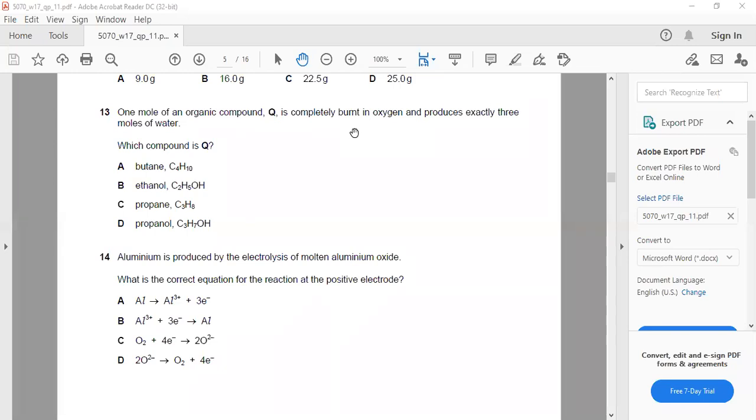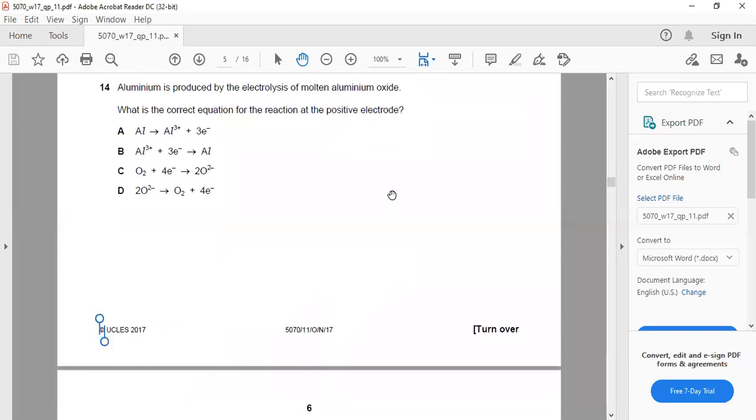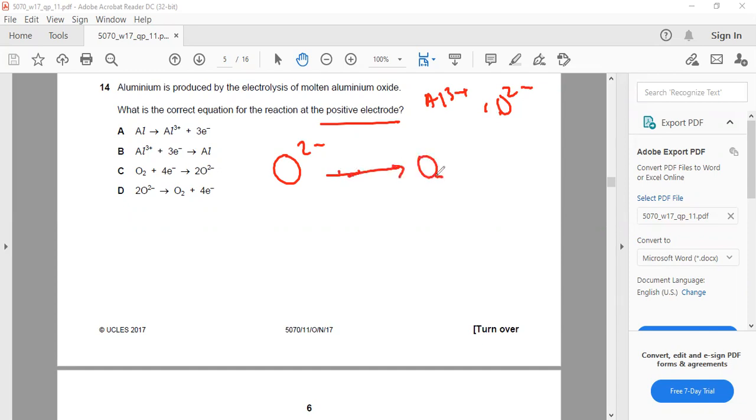Question 14 is relatively easier. It's about extraction of metal, extraction of aluminum at the positive electrode. Examiner has asked what equation. So you know there are two ions, aluminum 3+, O2-. O2- will go to the positive electrode and lose electrons. Which option is this?